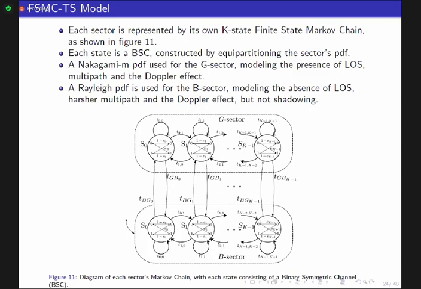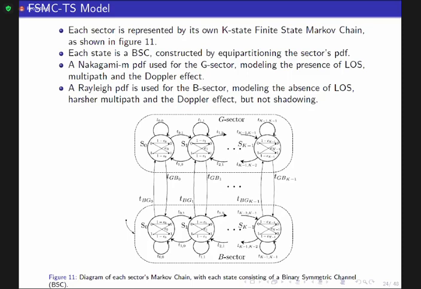What are the components of this Markov chain? Each state is a different BSC, or binary symmetric channel, right? This BSC is constructed by equipartitioning each sector's PDF. So the G sector is modeled with a Nakagami PDF. This models line of sight, multipath, and the Doppler effect.